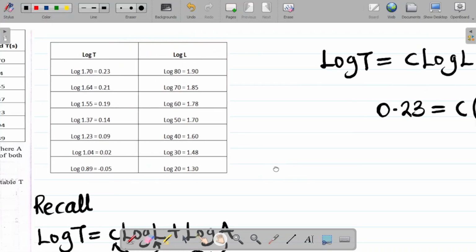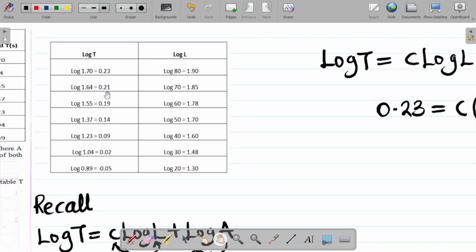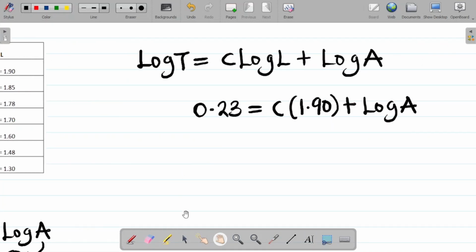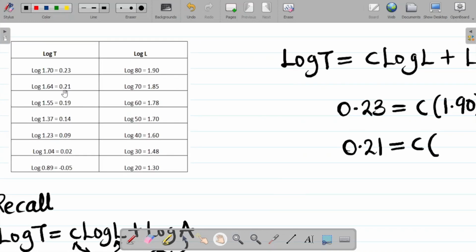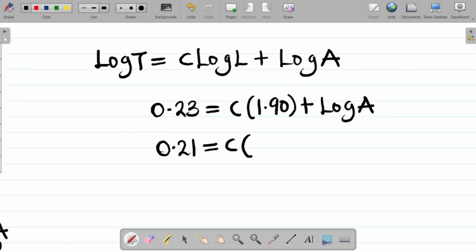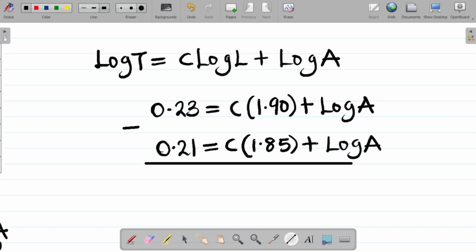Take the second values. When log T is 0.21, I will have 0.21 is equal to C into log L. So when log T is 0.21, what's log L? Log L is 1.85, so it becomes 1.85 plus log A, which we don't know the value of. So with this, we have a simultaneous equation. We'll solve them simultaneously, and it's just simply subtracting them.